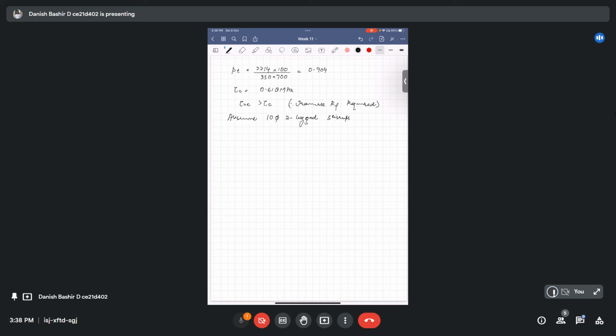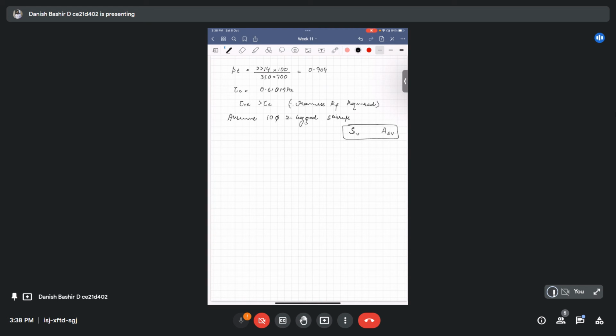Two-legged stirrups. Okay, I will tell you a cheat code here. For example, we have to now find the transverse reinforcement. Now, the formulas from the code include both the spacing of the transverse reinforcement, SV, and the area of the stirrups, ASV. These are the two parameters that are both unknown, and you have one equation.